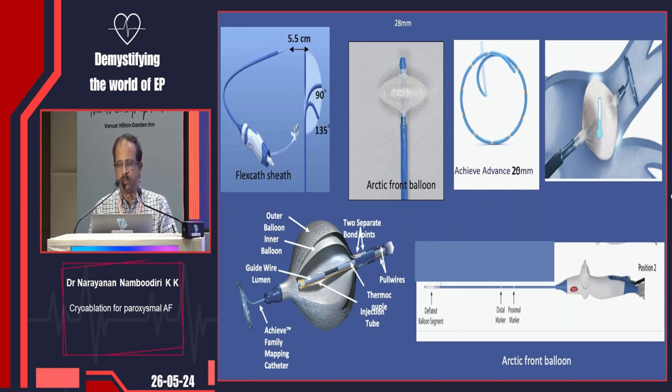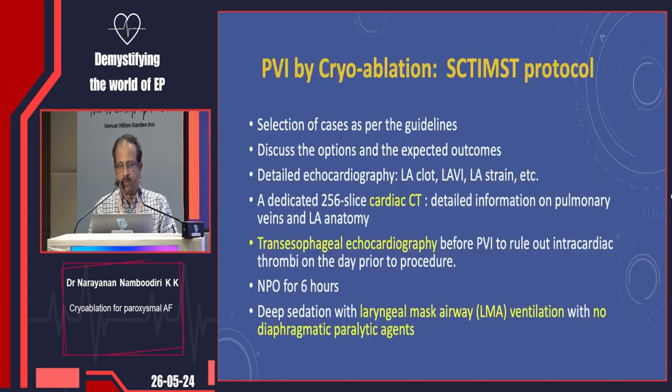Then through it, we introduce this Achieve advanced catheter. You can see at the right-hand corner how these are assembled. And then, one after another, we sequentially isolate all four pulmonary veins.